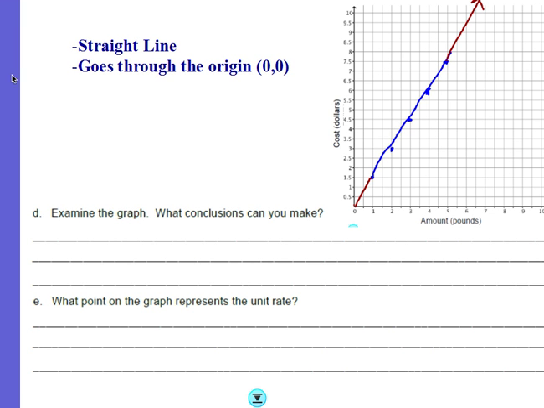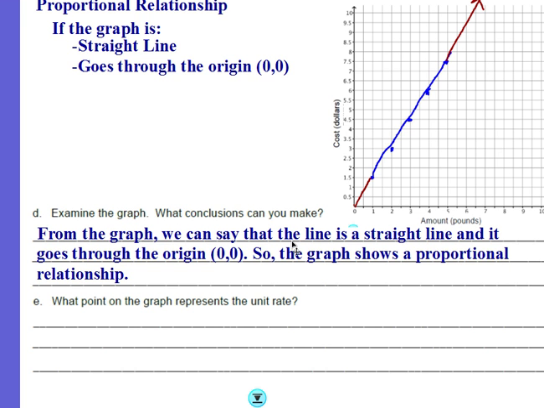So, what can we say if the graph is a straight line and goes through the origin? What happens? If you remember, that means this is a proportional relationship. Remember, if the graph is a straight line and goes through the origin, it's a proportional relationship. So, what conclusion can you make from this graph? We can say the graph is a straight line and it goes through the origin, so this is a proportional relationship. And boom, right there. From the graph, we can say the line's a straight line, it goes through the origin, so it shows a proportional relationship. You may pause the video to copy this down.